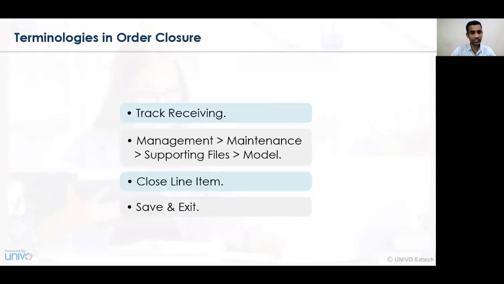Then one has to consider the concept of closing the line item. If any line item has been completed, then accordingly one has to close the assembly line also. In a sequence of activities, you can close an individual line, or you can directly close the order if the order has been completed, and that's the concern of order closure.